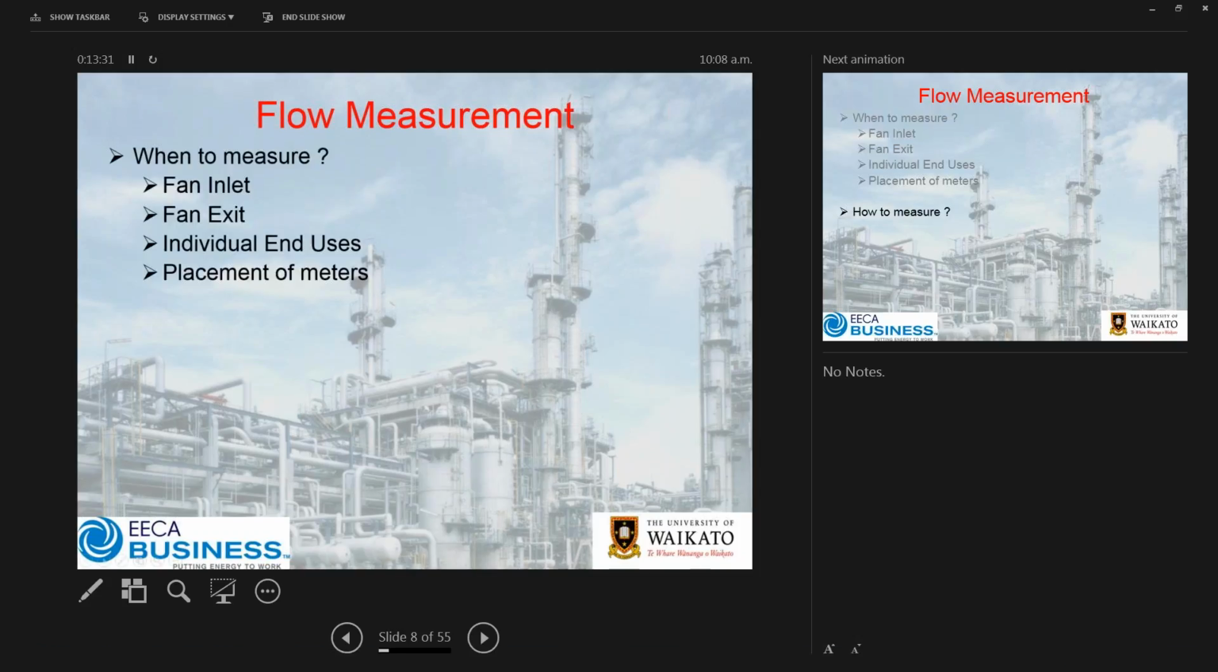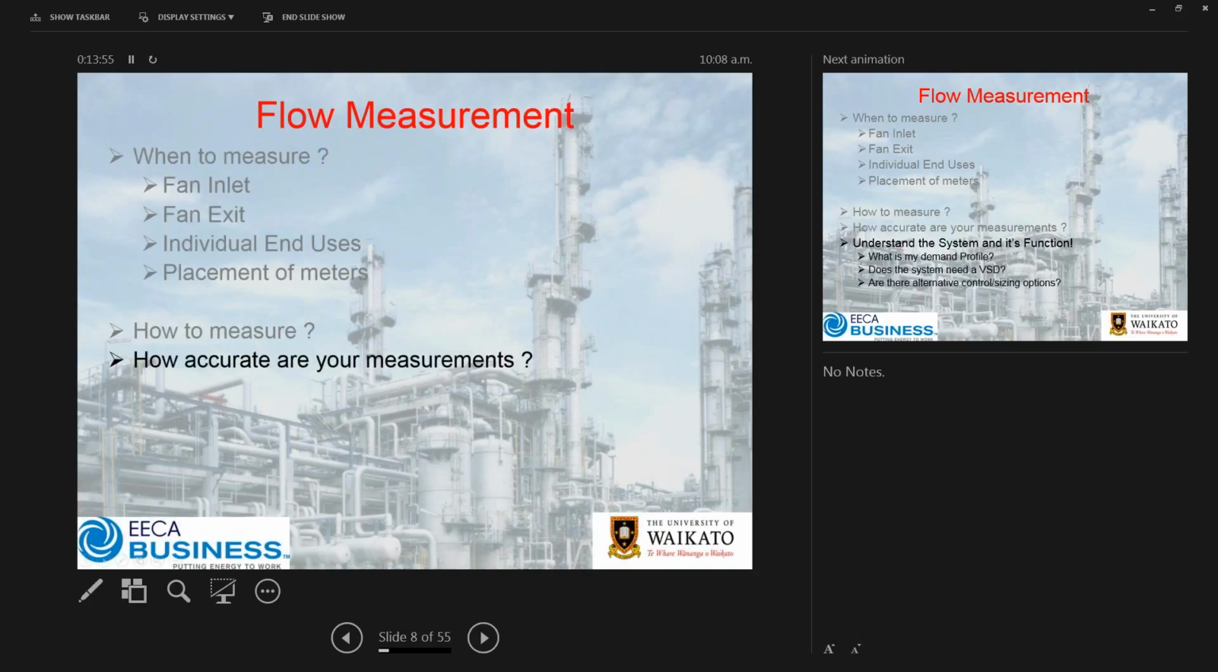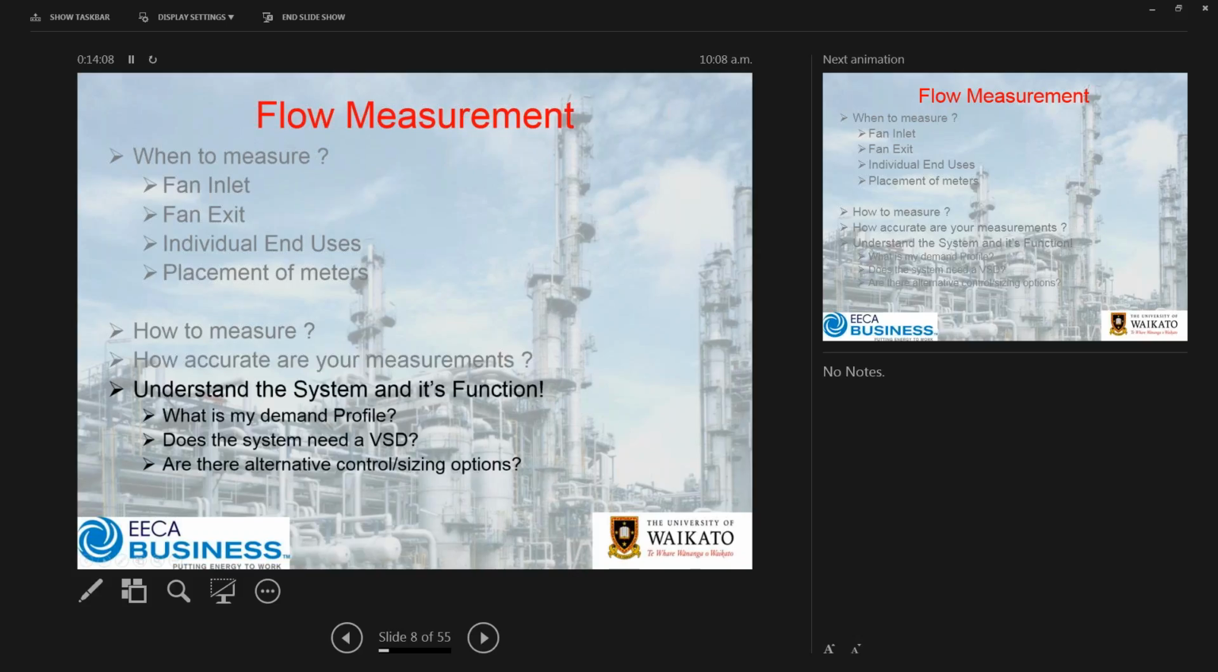Now, just very quickly, we're going to talk today, or just a refresher really, of flow measurement. When do we want to measure it? Where do we need to measure it? And how are we going to measure it? We've got a couple of scenarios here. We could look at the fan inlet, we could look at the fan exit, we can look at individual end uses. We need to be very careful as to where we place the meters. As to the how, that all comes back to the needed accuracy and also the application-specific limitations in terms of pressures, temperatures, and the composition of the stream that you need to measure.